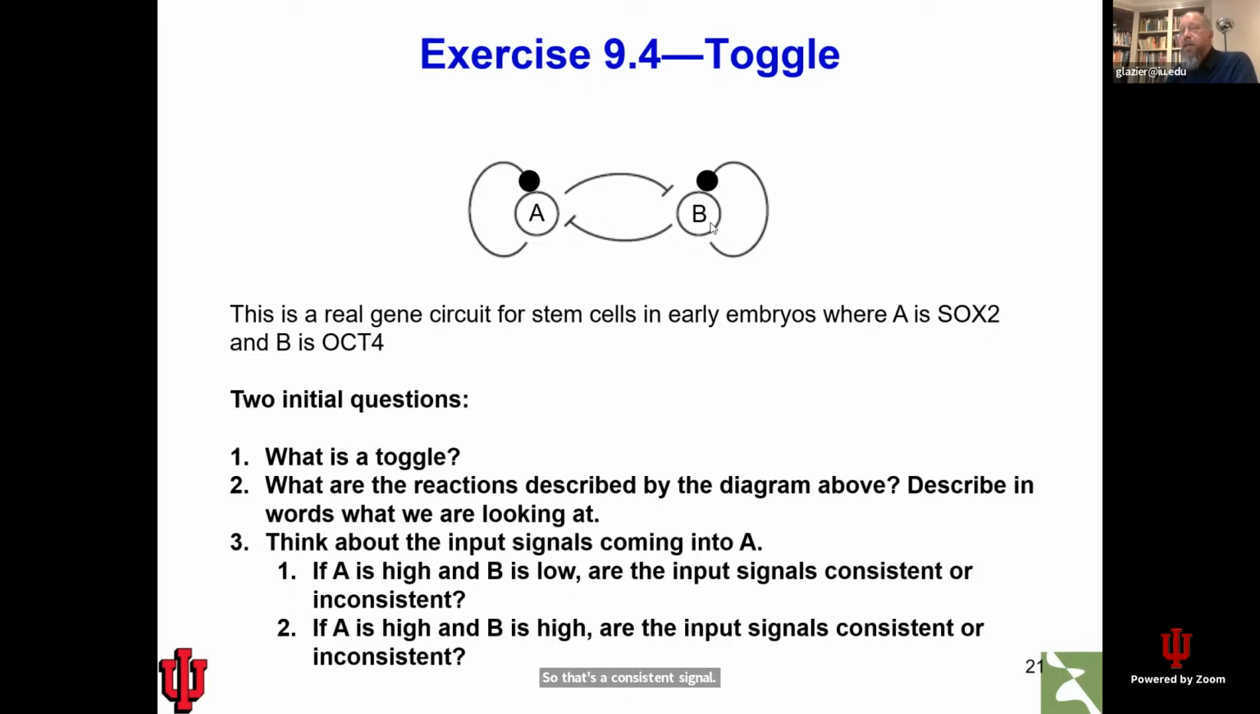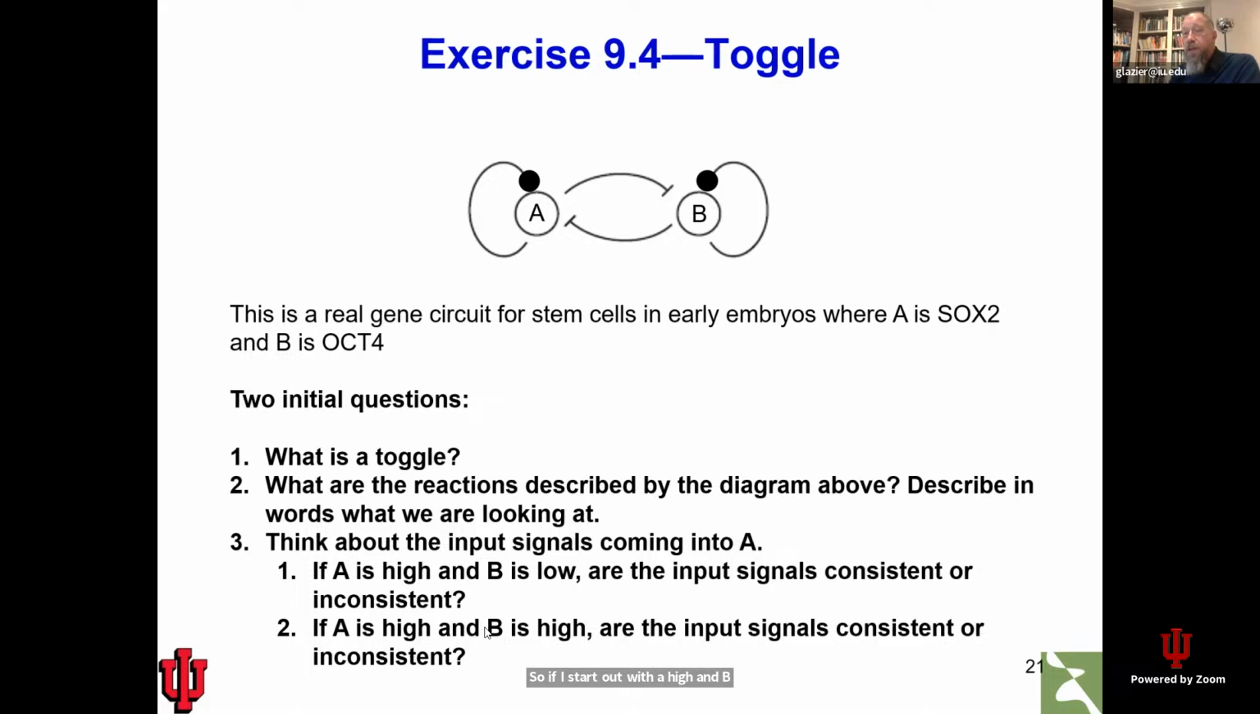Similarly for B, if B is low, the activation of B on itself then is low. A is high, so the inhibition of that is low. And so I have two low signals coming into B. So if I start out with A high and B low, A stays high and B stays low.